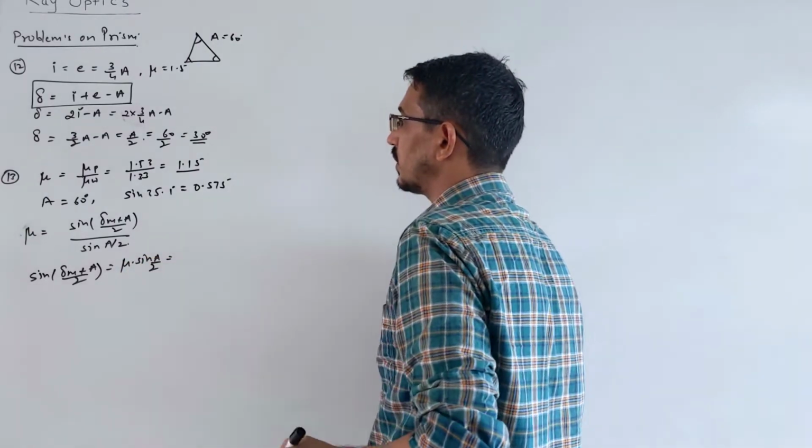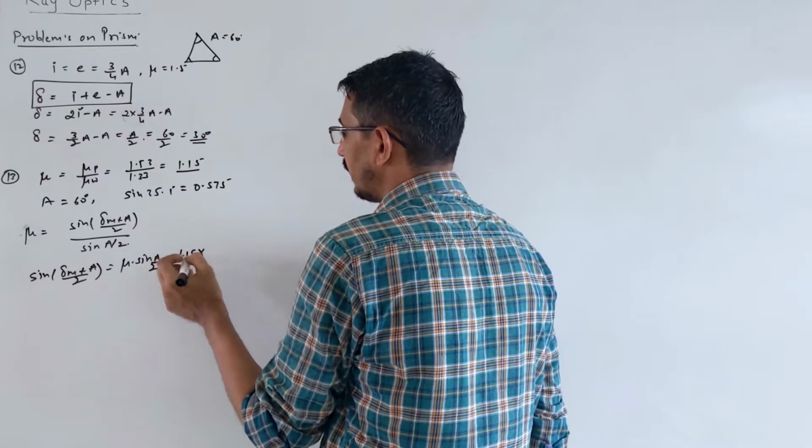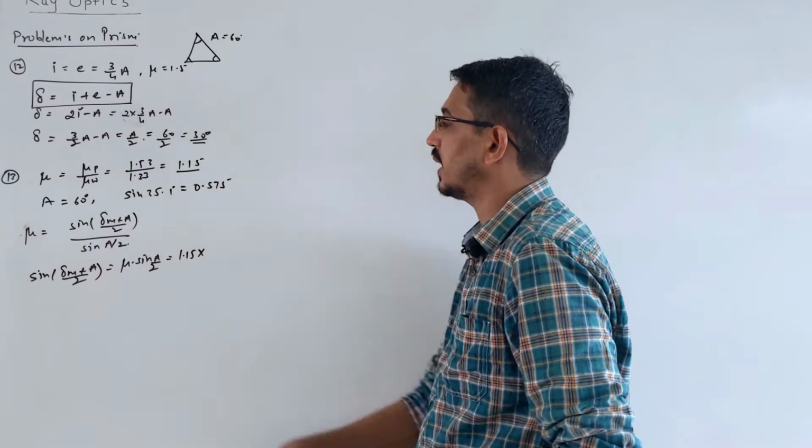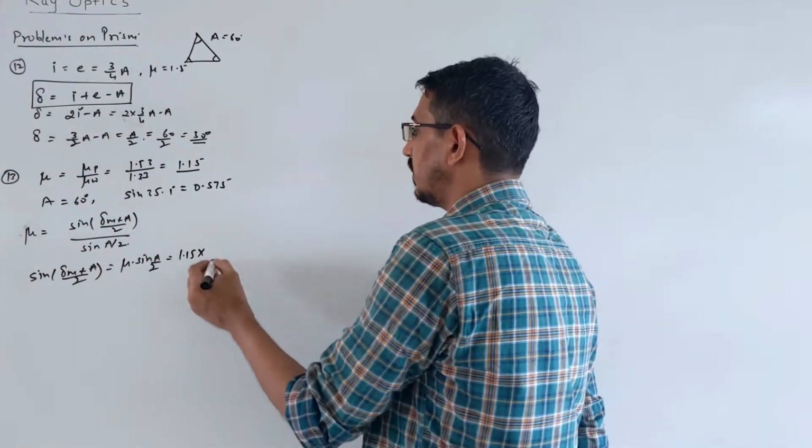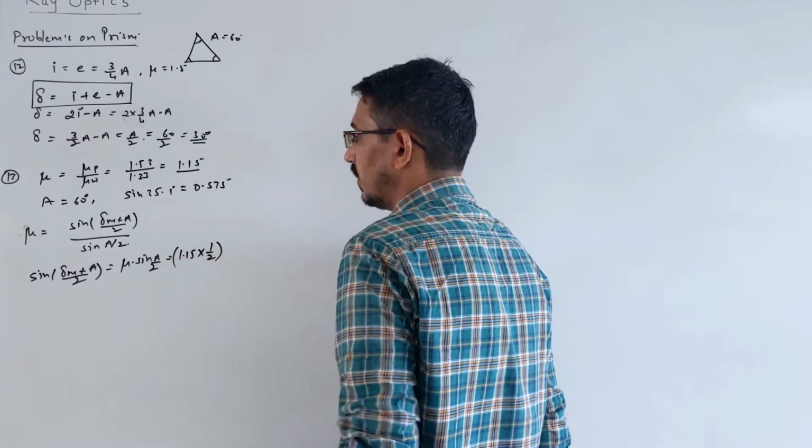Look here, mu is given to us. How much is mu? 1.15. Sine A by 2, A is given as 60. Sine A by 2 means sine 30. Sine 30 means what? 1/2. Okay, this is the number. Now look here.